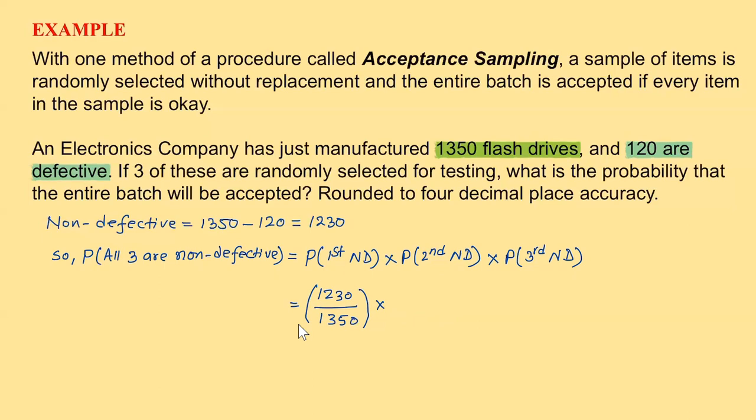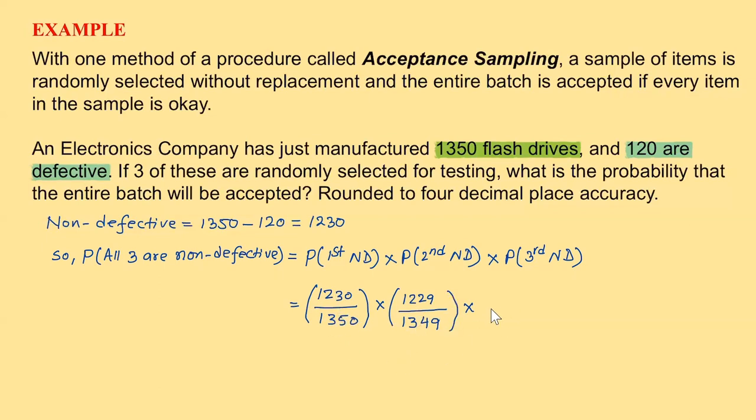So now, the total number of flash drives remaining is 1,349. Out of these 1,349, one of the non-defective flash drives is taken out, so the remaining will be 1,229. So the probability that the second flash drive is non-defective is 1,229 over 1,349. And we have seen that the probability of the second depends on the first because the first one is not replaced. So the first one is tested, second one is tested, so these 2 are non-defective.